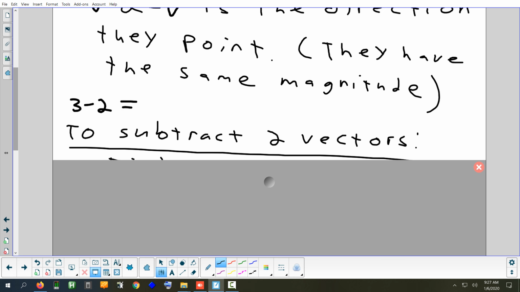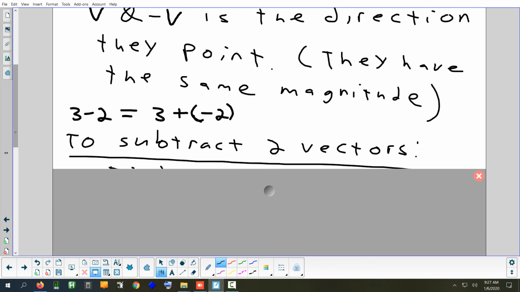Yeah? Exactly. 3 plus the opposite of 2. If you know how to add negative numbers, then you really already know how to do subtraction, even if you've never called it that. Well, if you know how to add vectors, then you know how to subtract vectors. It's exactly the same idea.